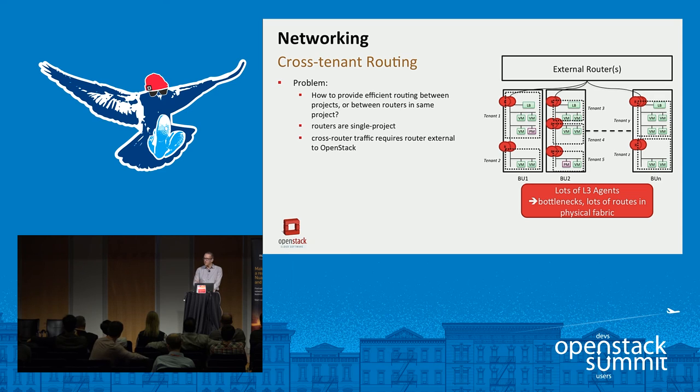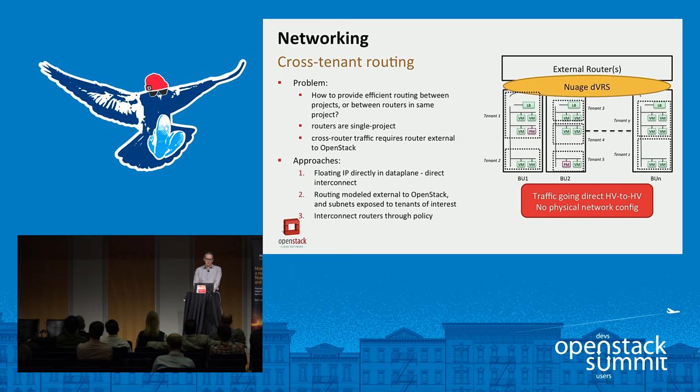That also means you're dealing with lots of routes in your physical fabric, which means you need a physical fabric capable of handling those routes. It's a whole lot simpler if you leave all of that to the overlay and ensure that whether it's floating IP to floating IP, router to router, or OpenStack to OpenStack, you're going through policy and direct from one compute to the next.